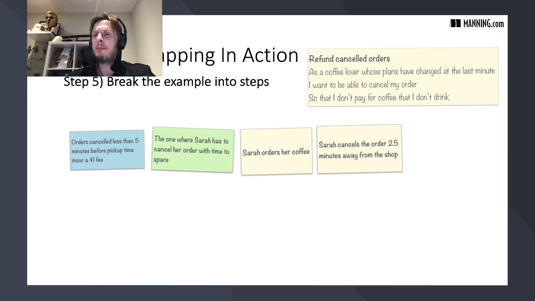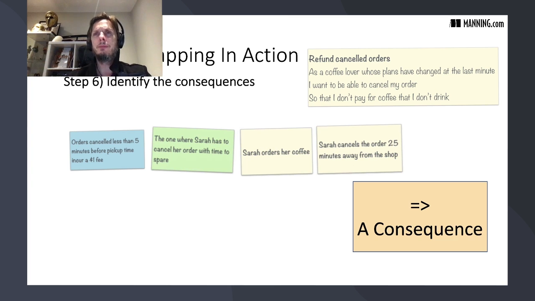Now, the steps by themselves aren't usually enough to make a meaningful flow, a meaningful scenario, because what happens is we have a sequence of steps. Sarah orders a coffee, she cancels her order 25 minutes away. So what? What's the outcome? What's the result that we're looking for? So we need something to describe these outcomes, and we call those outcomes consequences. We represent them with a different color.